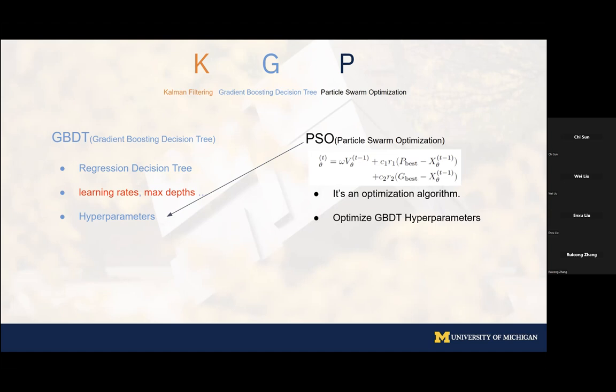GBDT is a kind of regression decision tree. When training the data, GBDT has multiple hyperparameters. Thus, we introduce particle swarm optimization to optimize the hyperparameters of GBDT. PSO is an optimization algorithm that considers both personal and global best particles for GBDT.